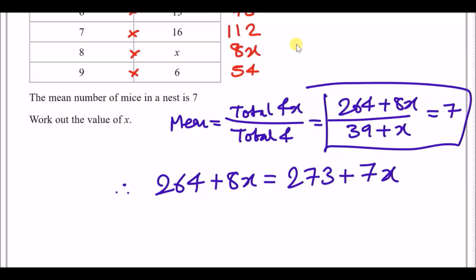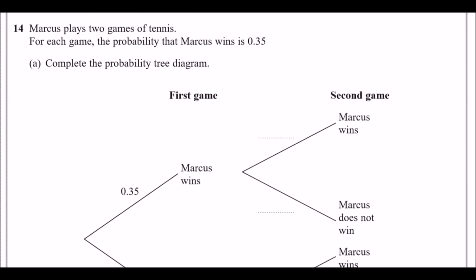And then finally, just moving all the x terms on the left and the number terms on the right. If we subtract 7x, we're going to get 1x here. Subtract 264, you're going to get 9. So x equals 9. Okay, number 14.